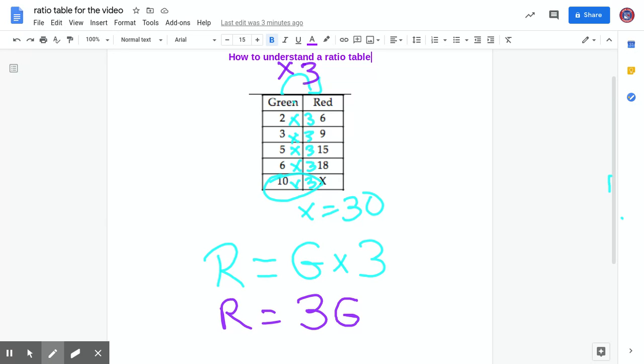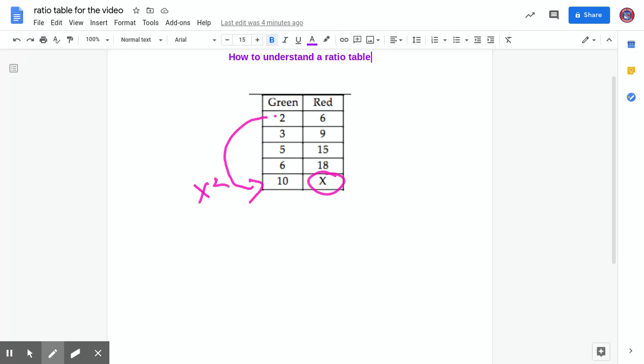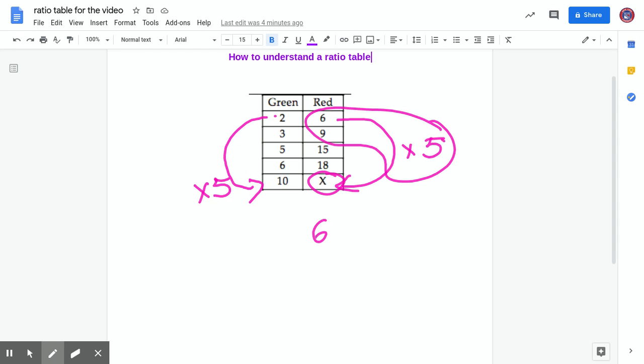All right, another way is if I only need to find, let's go with that pinkish, I'm looking for x. So I'm looking at, go back to my top and I say, well, how about here? 2 times what gives me 10? I could do that times 5. And I could apply that to here times 5. And what do I get? 6 times 5 would give me 30. So that would mean x would equal 30. Same answer, just different ways of looking at it.